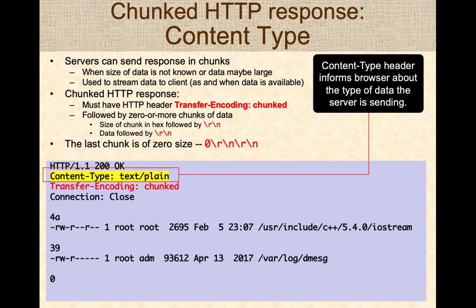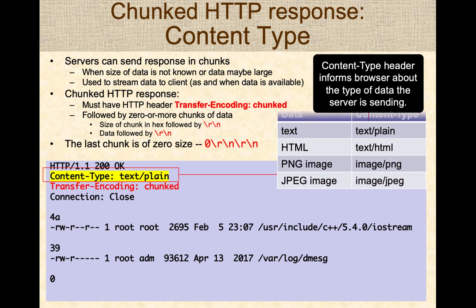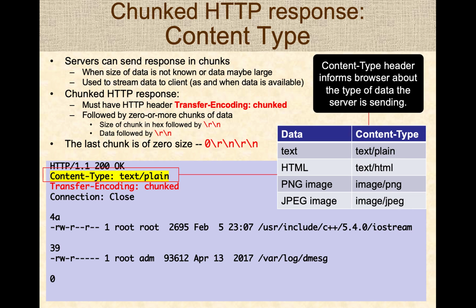Another field that is important in the response is the content type. Here we are looking at text plain, which means the browser should interpret this data as plain text. But there are different other encodings or content types you can use. So for text HTML, the content type should be text HTML. For images, it should be image PNG or image JPEG, depending on the type of image that you're sending. And there are many such content types, but these are the more commonly used content types.